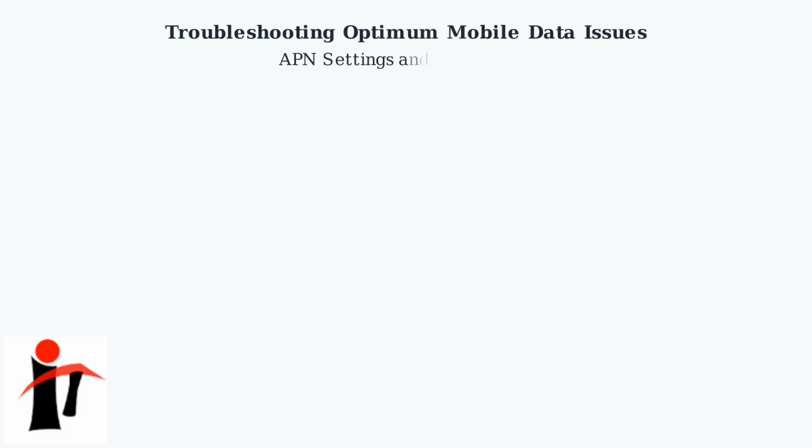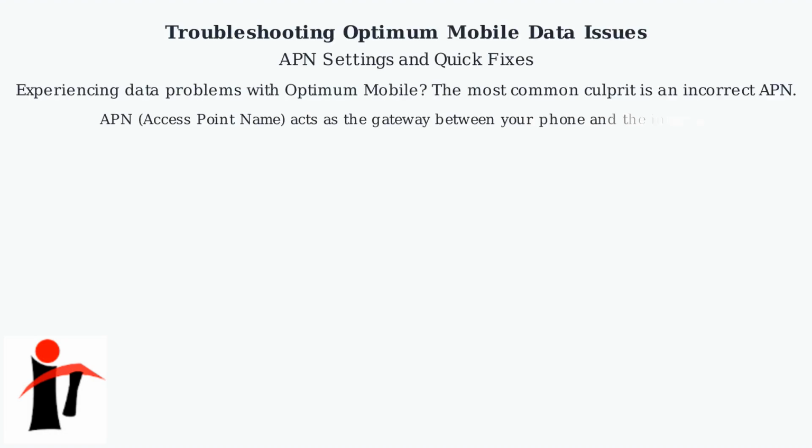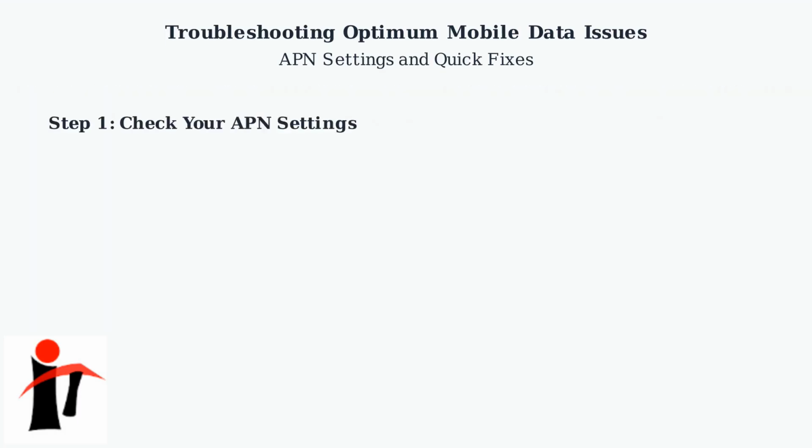Experiencing data problems with Optimum Mobile? The most common culprit is an incorrect APN. APN, access point name, acts as the gateway between your phone and the internet. First, check your APN settings.